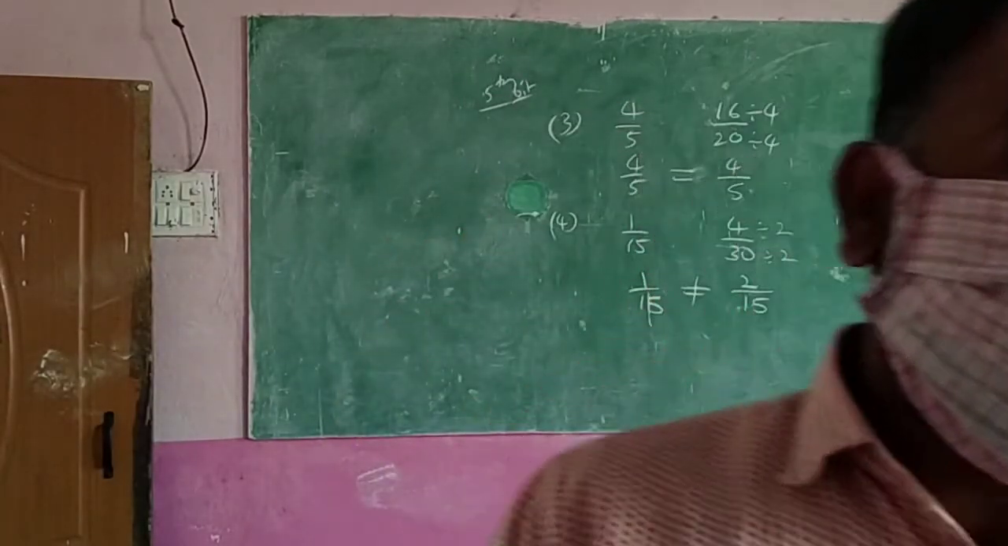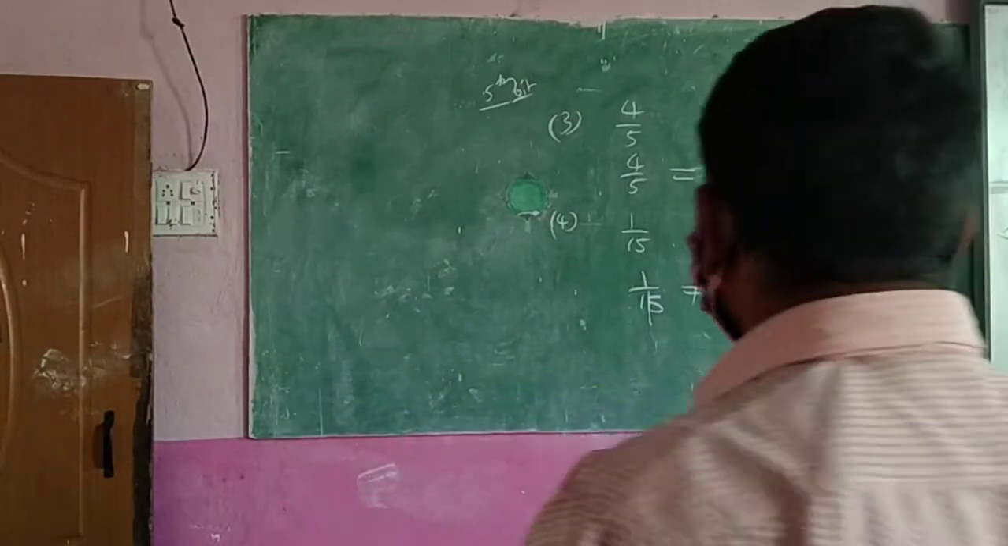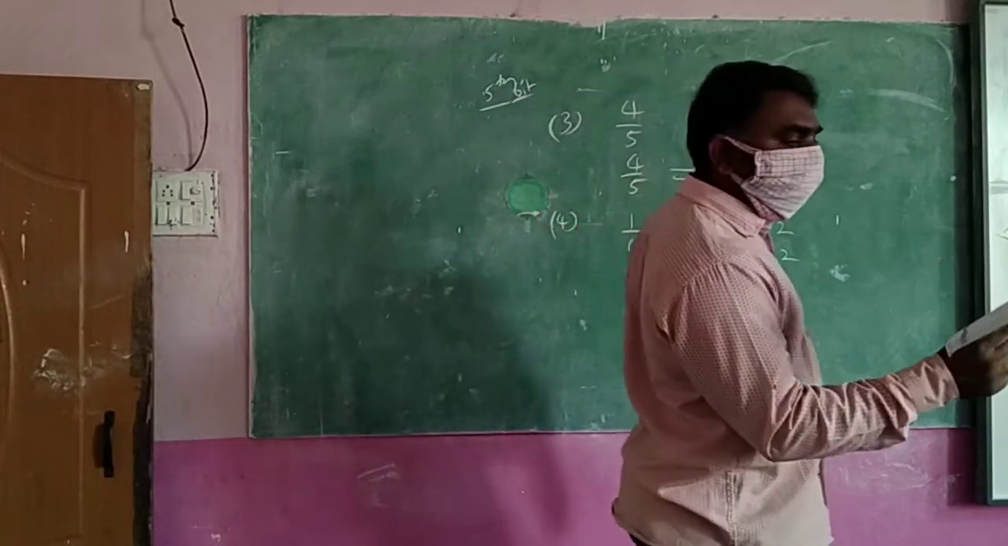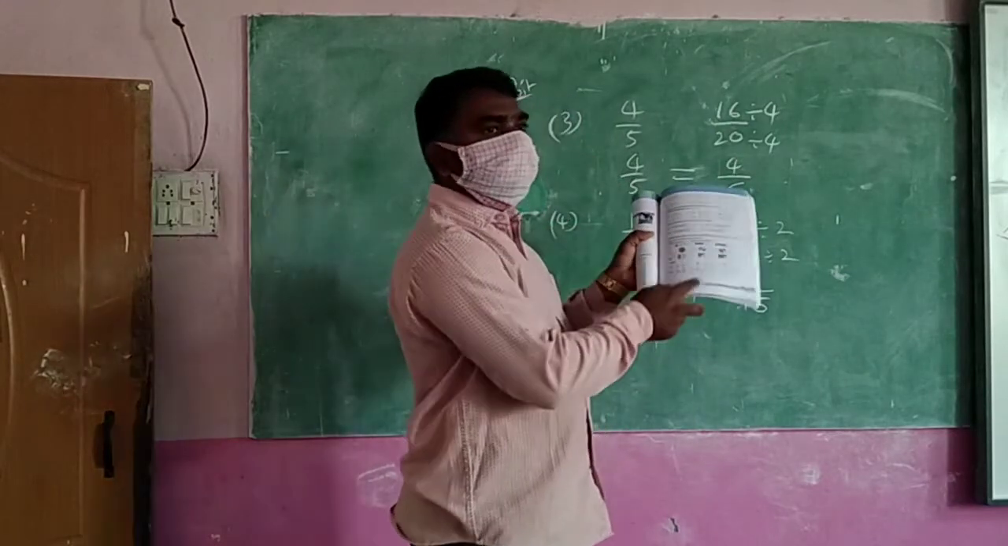Okay, write these two examples, and the remaining are homework. See the 7th one. I will say the 7th and 8th are homework. In the 7th one, there are two fractions. Pictures are here. Pictures mean fractions only.